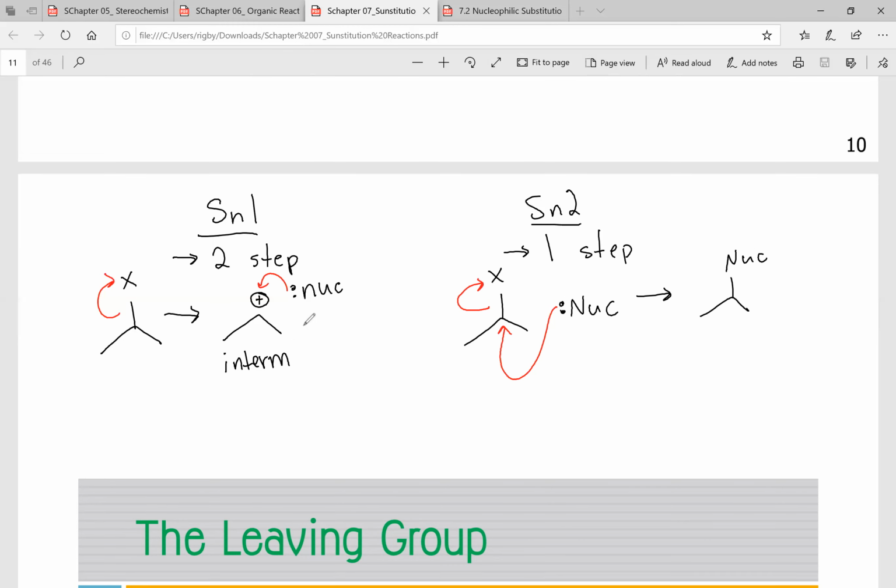Notice here how the arrow movement is essentially the exact same thing. It's just for Sn1, oops, that shouldn't be next, that should be nucleophile. For Sn1, it takes just one step longer, okay? So I'm going to erase this.